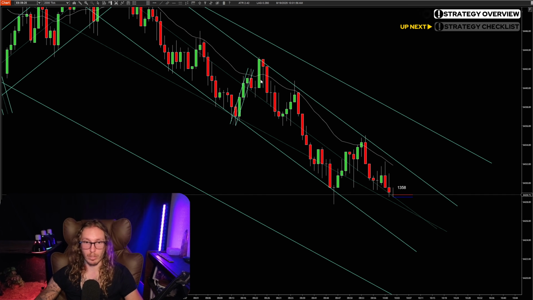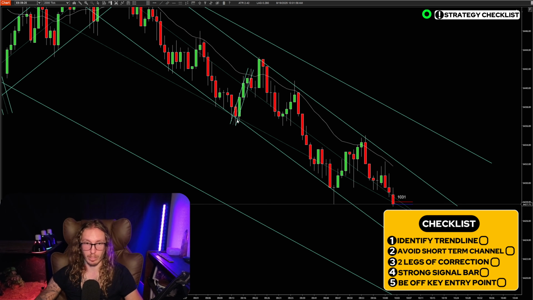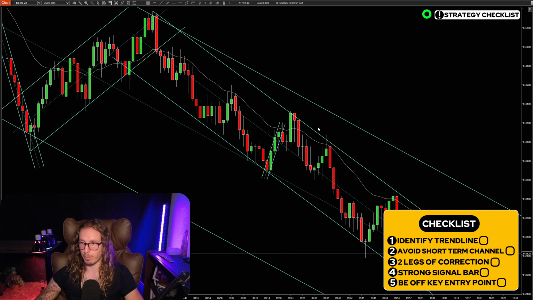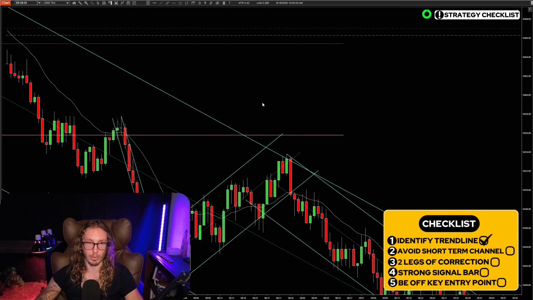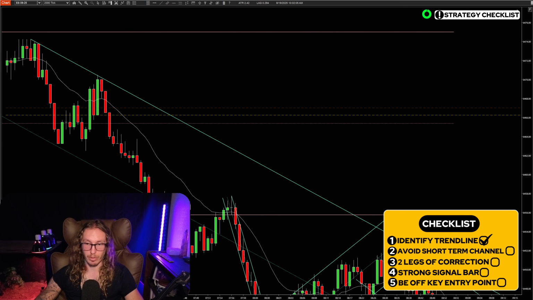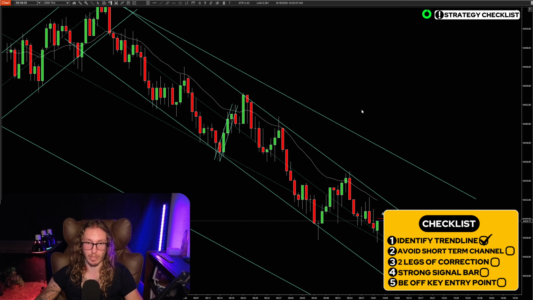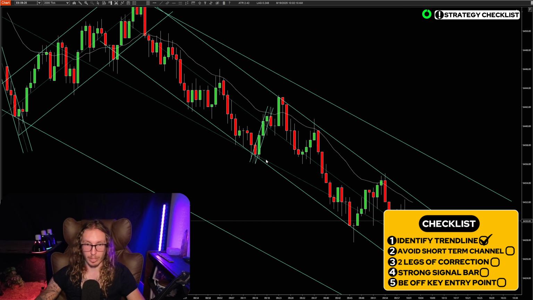So what we want to do is make sure that we have a few things working. The first thing is, do we have an established trend? That is checklist number 1. 1, 2, 3 swings. We have an established downtrend. So yes, we have that going. Step 2, are we in a short-term up channel? We want that to be no. We don't want to be in the short-term up channel looking for a short. We want to wait till it has a close outside and it's already made a new extreme. We want to have 2 legs of correction before we take our short, because the market usually moves in 2s.